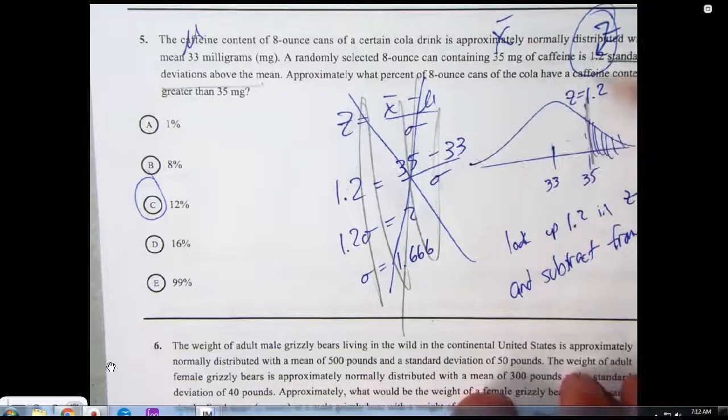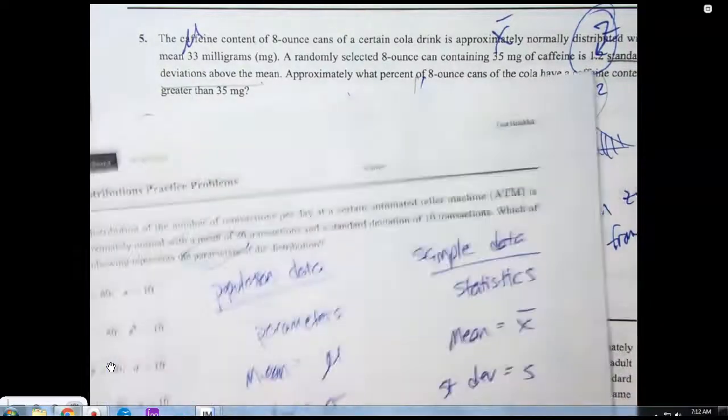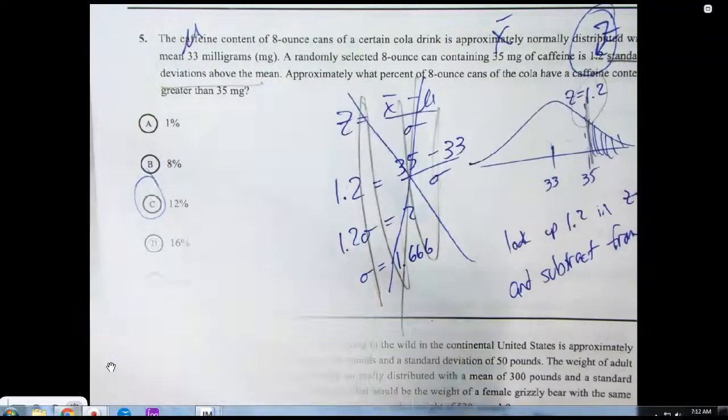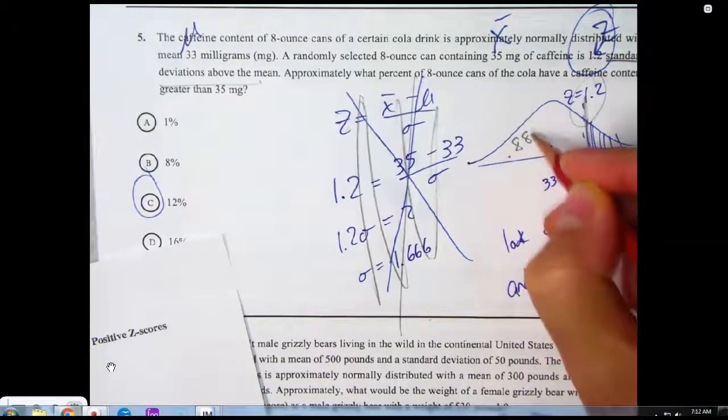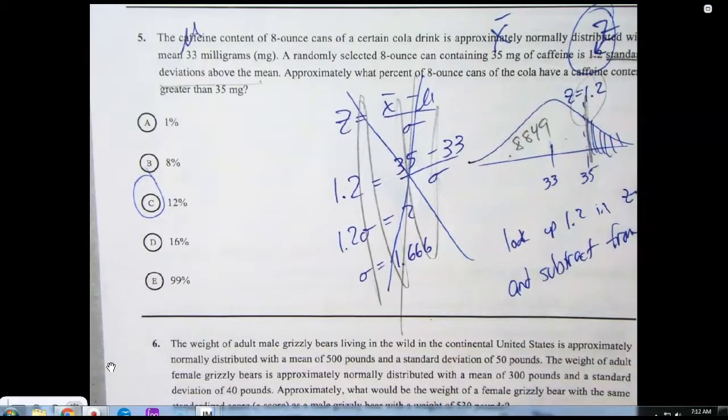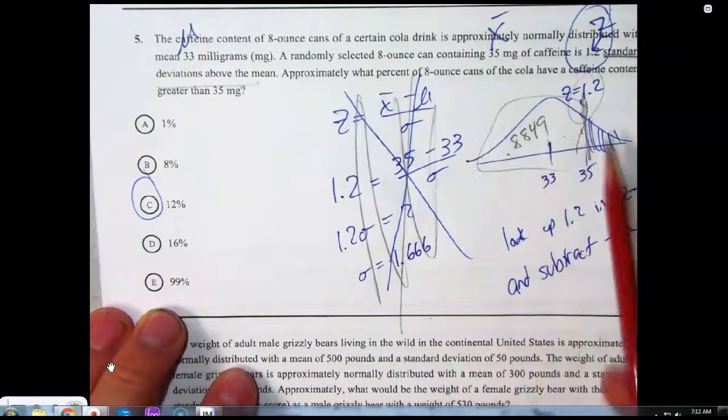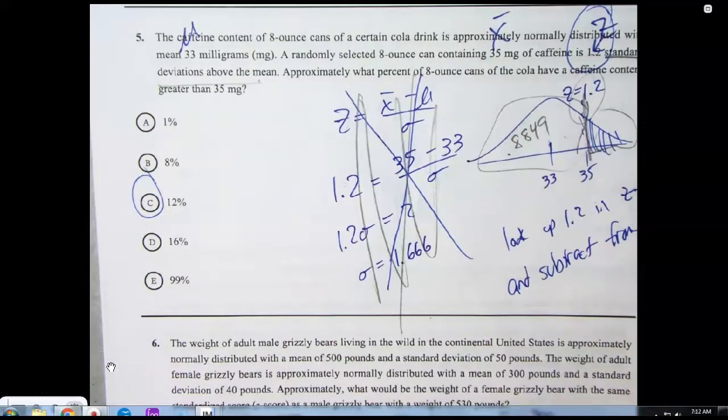They want to know the percent greater than 35. So you found the z-score of 1.2. You look up 1.2 in the z-table. I'm not going to show the z-table this time because it's super tiny and hard to read, but you get 0.8849. And again, that represents this area to the left, but we want to know the area above. So we do 1 minus that, and we get what we're looking for, this 12%.